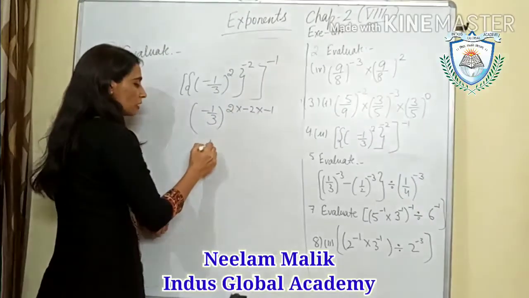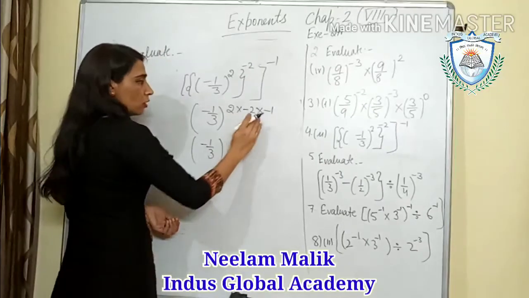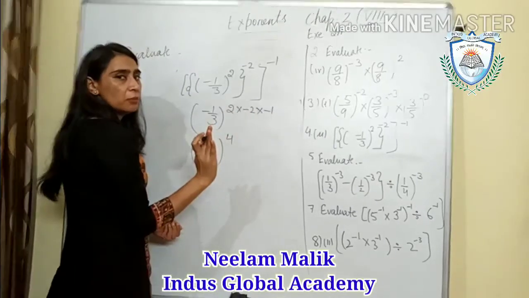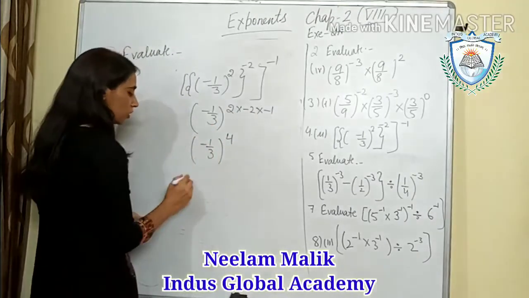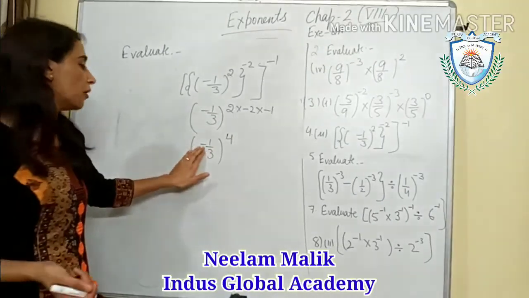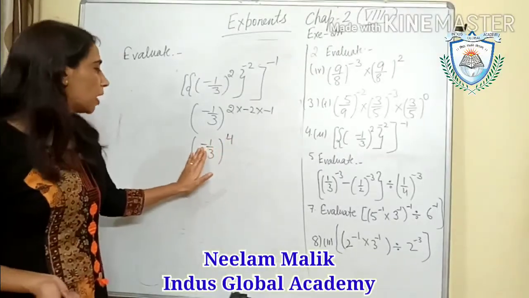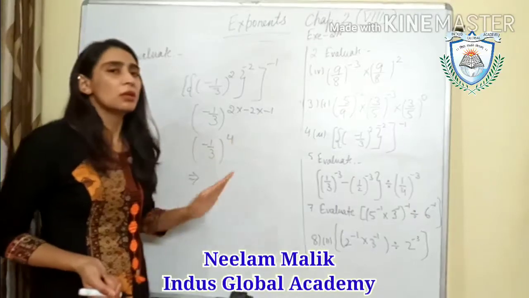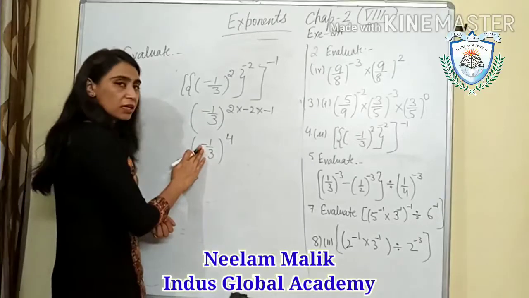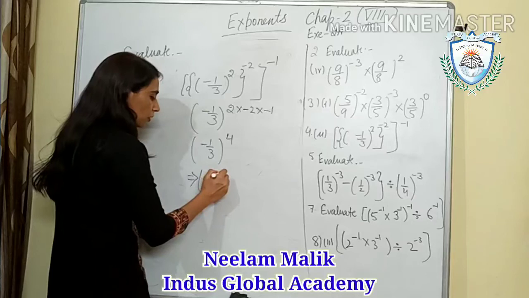Now minus 1 upon 3: 2 2s are 4, 4 1s are 4, the power is 4. Minus will be positive. If the power of any negative number is even, then our answer will be positive. So here our answer will be positive. So it will be simply 1 upon 3 the whole power 4.